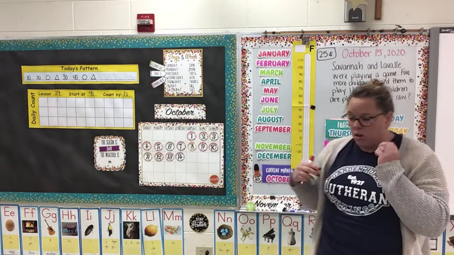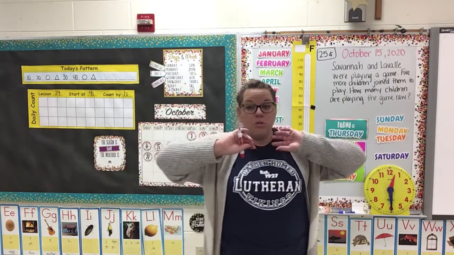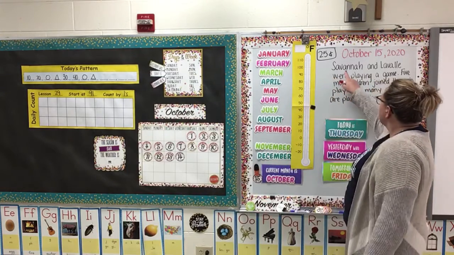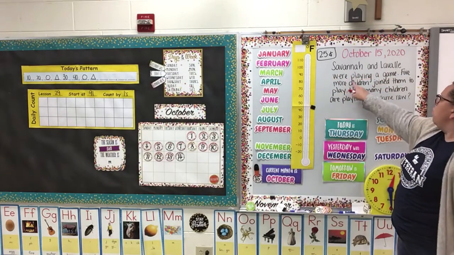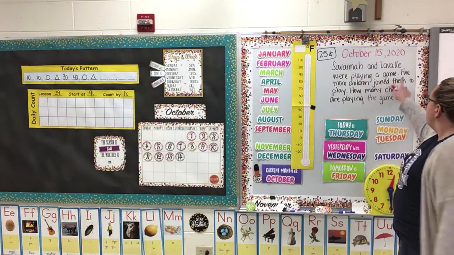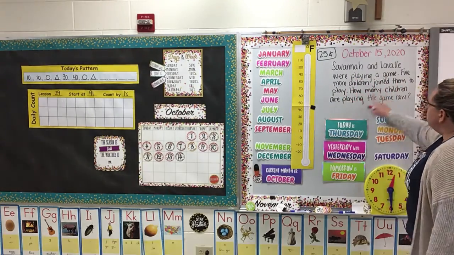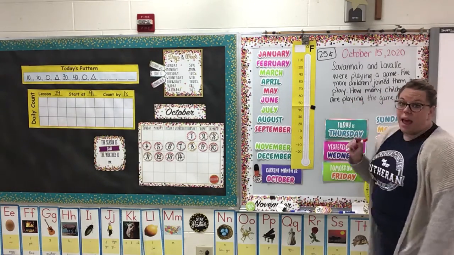Let's look at our problem of the day right away. This is something new, so I want you to take a good listen. If you have scratch paper, you can draw this out. Whatever you need to do to help you to be successful with this. Savannah and Laval were playing a game. 5 more children joined them to play. How many children are playing the game now?